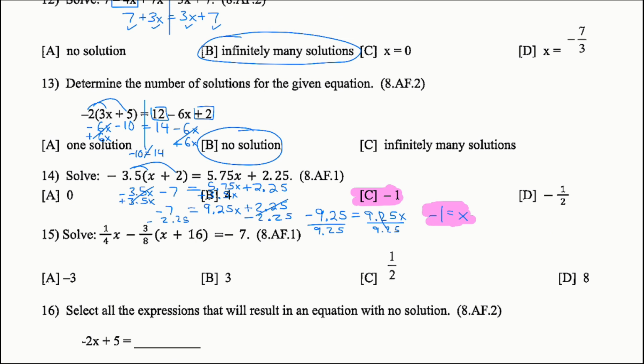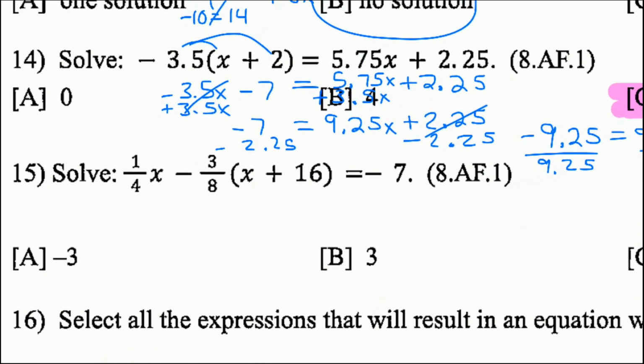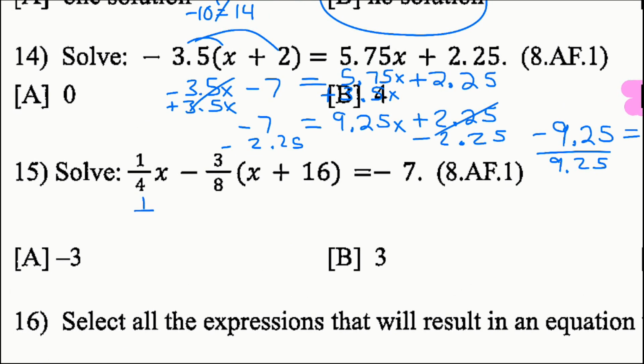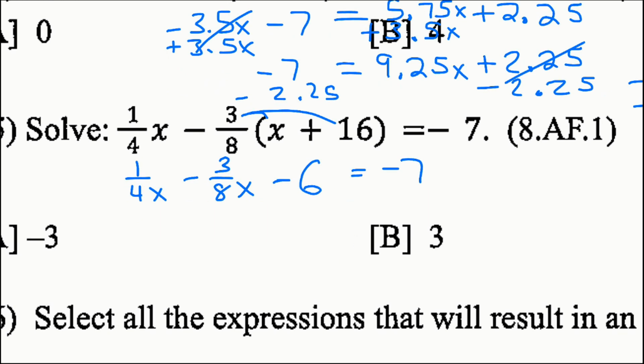Sorry about that. Next one looks like it's probably just going to be as messy. So the first thing that I'm going to do here is distribute the 3/8 to the x and the 3/8 to the 16. So negative 3/8, negative 3/8 times 16 is a negative 6 equals negative 7. I'm going to combine these guys right here. Because I'm short on space, I'm going to do two things at the same time. Don't sue me. 1/4 minus the 3/8 gets me a negative 1/8x when I combine these guys, and then equals negative 1.